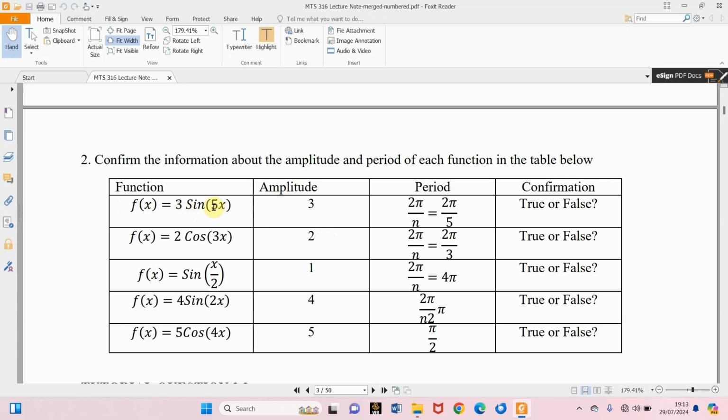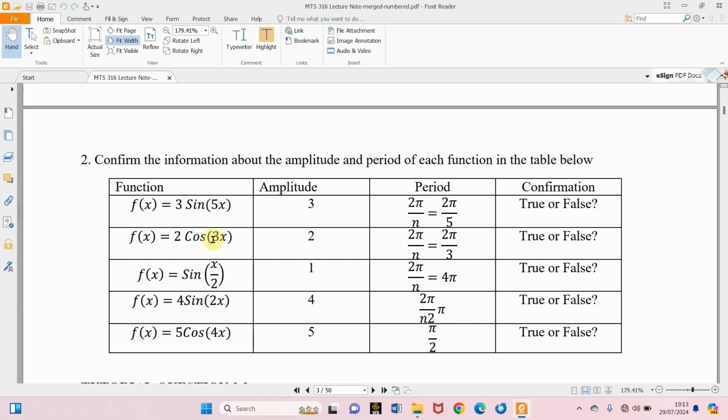What about the next case, sine x over 2? We know that the amplitude is 1, but what about the period? N is 1 over 2. Don't forget, n is the coefficient of x. So by the time you compute 2 pi over 1 over 2, you get 4 pi. Then the next example, 4 sine 2x. Our n is 2, so you can see that our period is pi. So we have it like that.